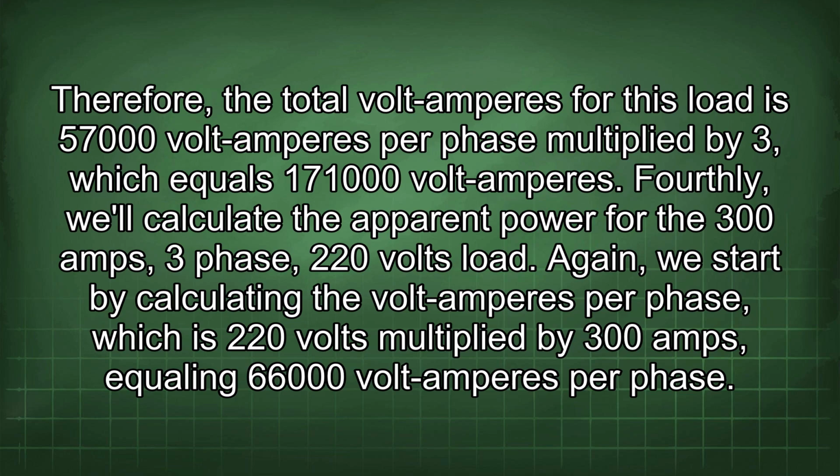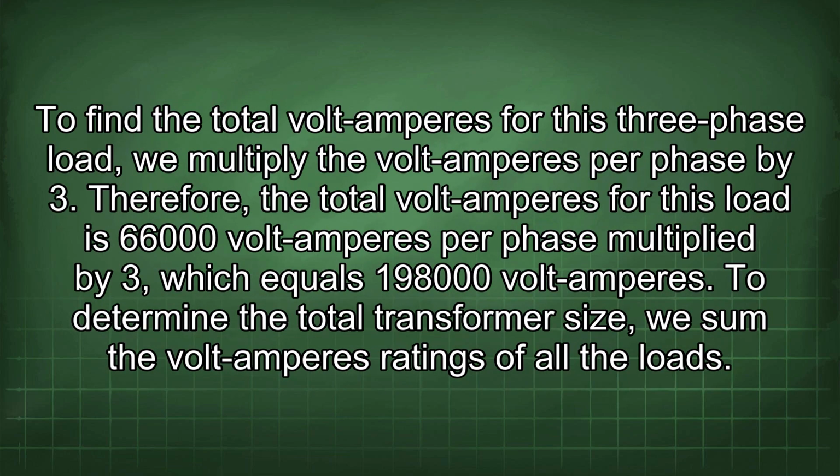171,000 volt-amperes. Fourthly, we'll calculate the apparent power for the 300 amps, three-phase, 220 volts load. Again, we start by calculating the volt-amperes per phase, which is 220 volts multiplied by 300 amps, equaling 66,000 volt-amperes per phase. To find the total volt-amperes for this three-phase load, we multiply the volt-amperes per phase by 3. Therefore, the total volt-amperes for this load is 66,000 volt-amperes per phase multiplied by 3, which equals 198,000 volt-amperes.